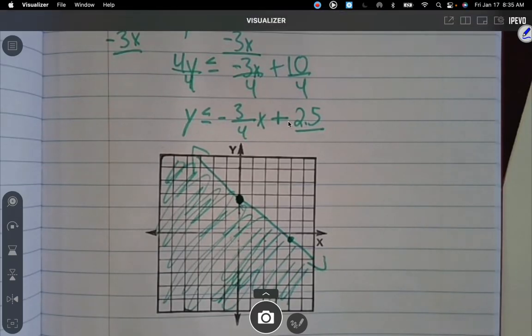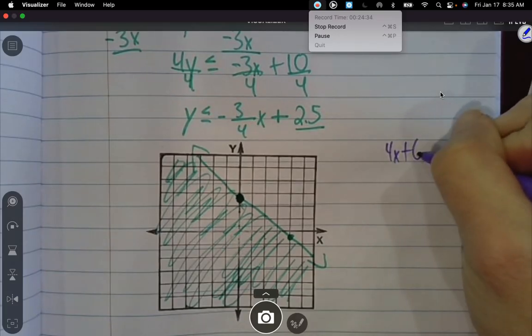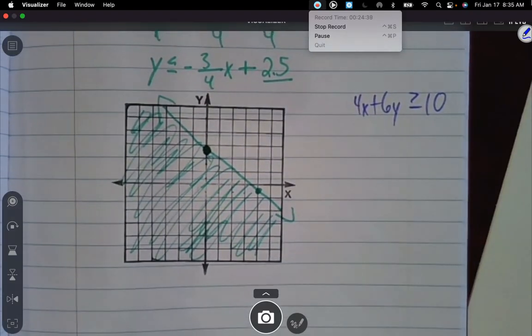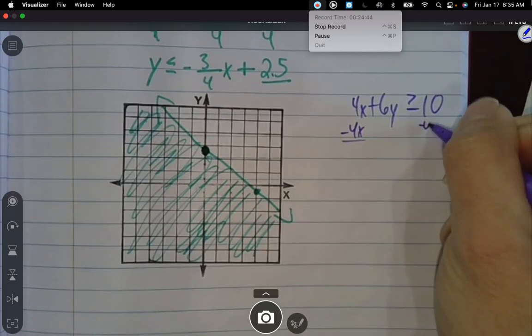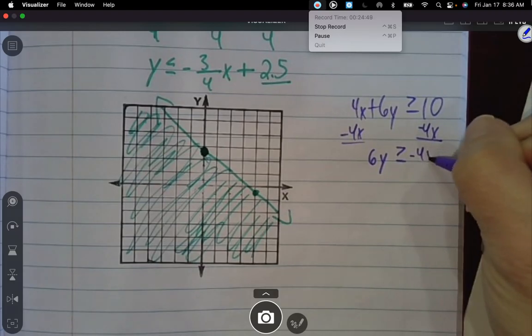Okay, it has a yucky decimal and then a fraction as well, I think. If I need to help you on this one, look, I'll start you off. 4x plus 6y greater than or equal to 10. What do you do first on this one? 4x. So we subtract our 4x. So I get 6y is greater than or equal to negative 4x plus 10.